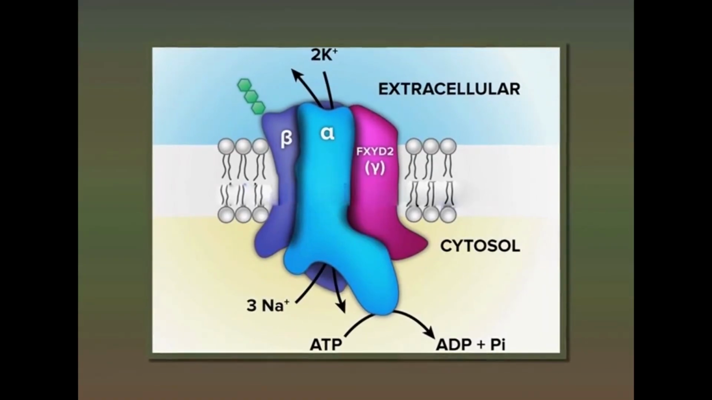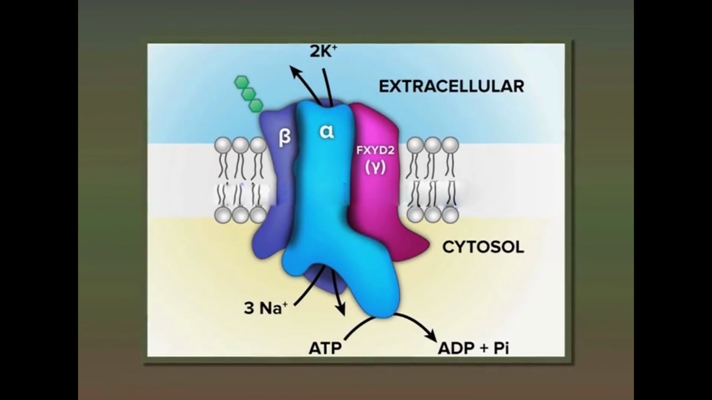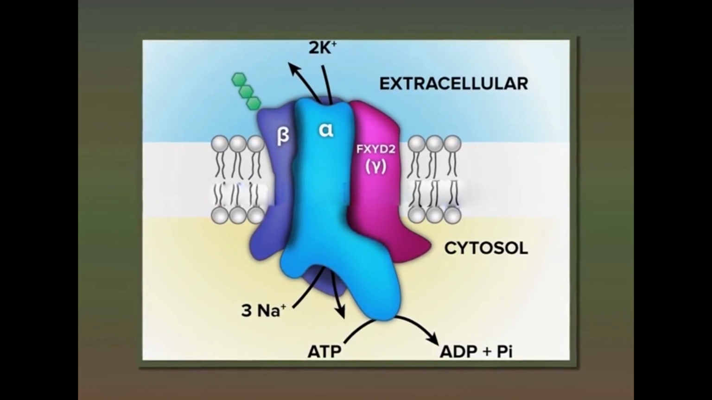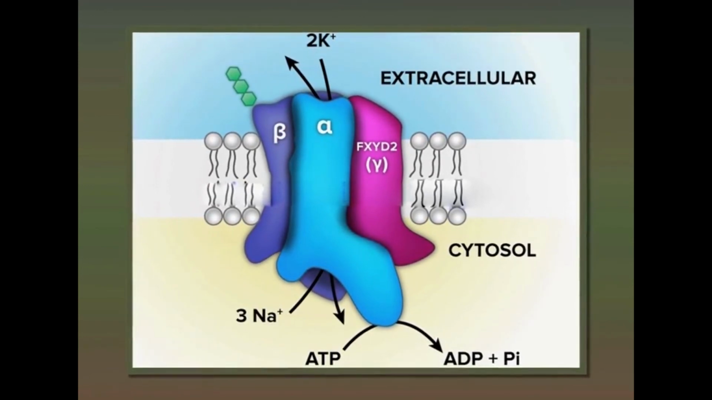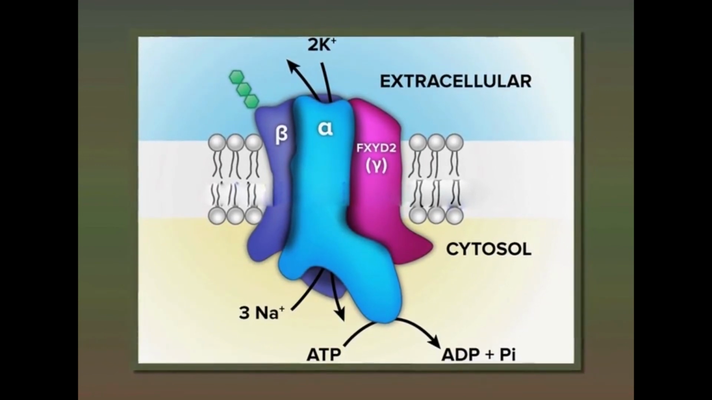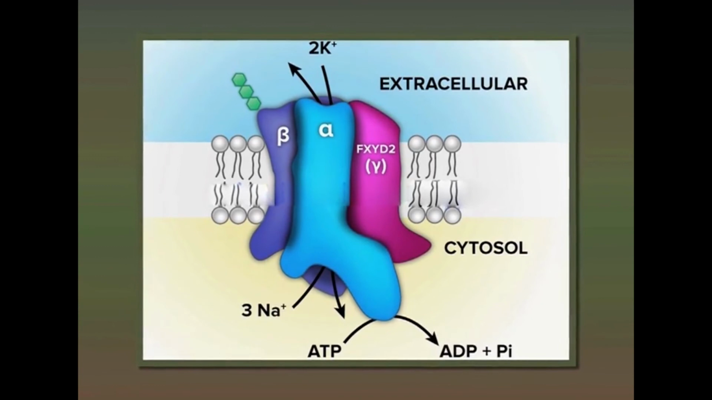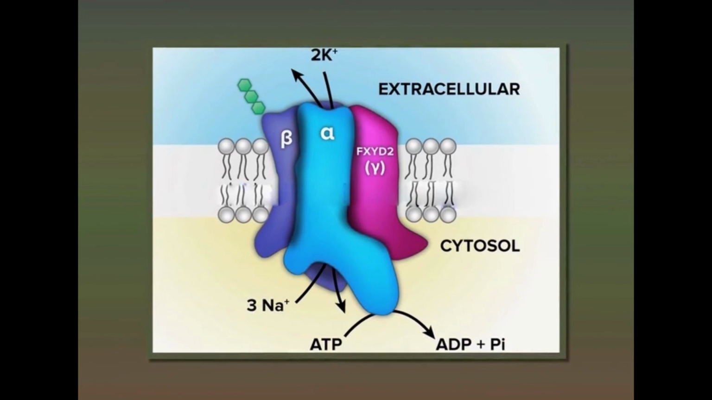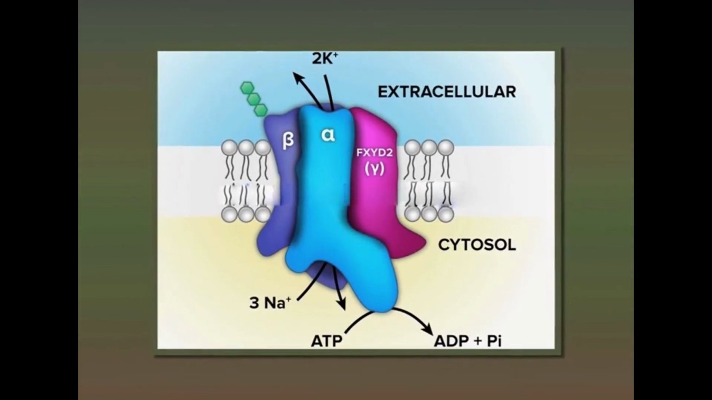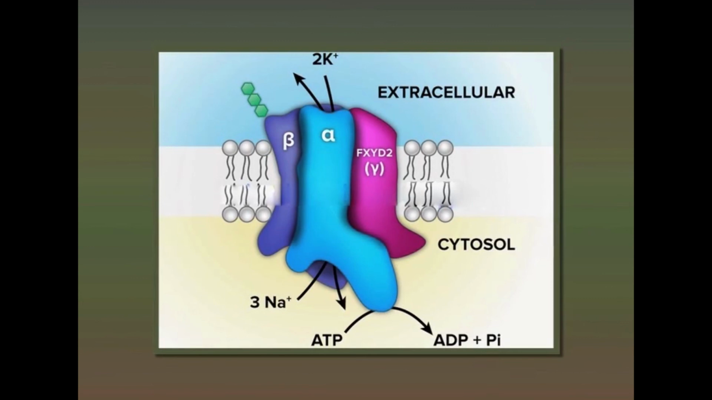As you can see here, this is extracellular fluid, this is cytosolic fluid, this is the alpha subunit, this is a beta subunit, this is the FXYD protein. Now, when ATP is bound to the alpha subunit of this sodium potassium ATPase, sodium ions are transported out through this alpha subunit. When 3 sodium ions are transported out of the cell, 2 potassium ions are transported into the cell. So, all this happens when ATP is bound to the alpha subunit, with exit of 3 sodium ions and entry of 2 potassium ions.